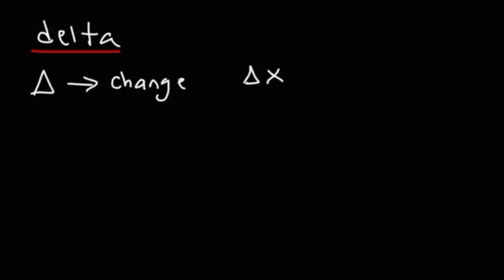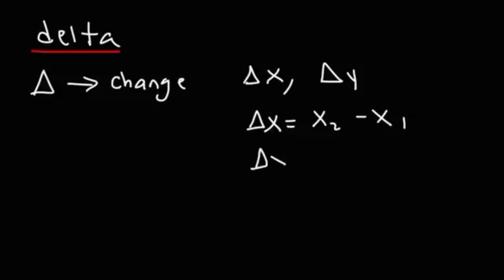The next symbol is delta. Now you might see delta in 2 forms. You might see it as a triangle. In this case, this represents change. So delta x, that's the change in x, or delta y, the change in y. Delta x might be the difference between two x values, x2 minus x1. Delta y could be the final y value minus the initial y value, but it represents the change in something.